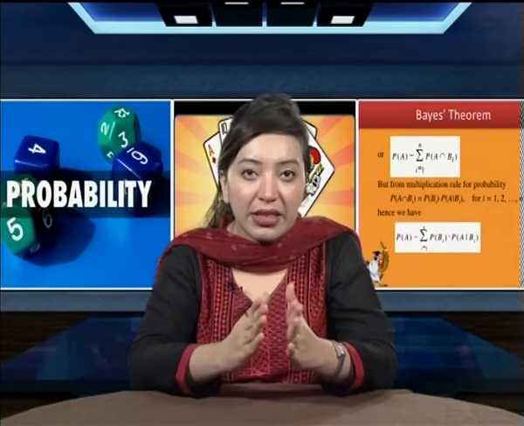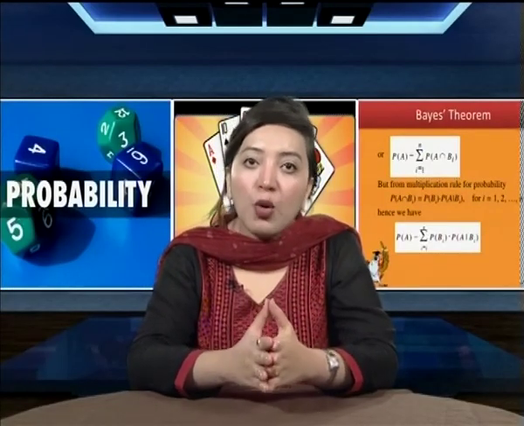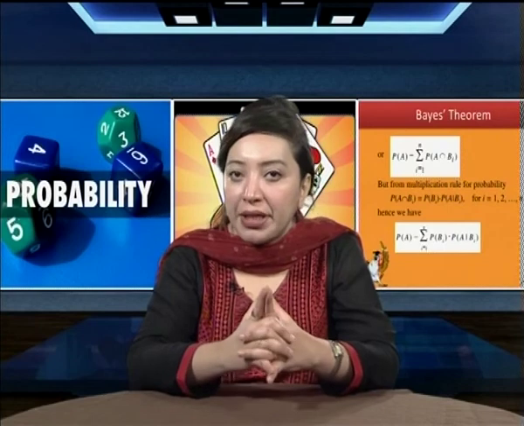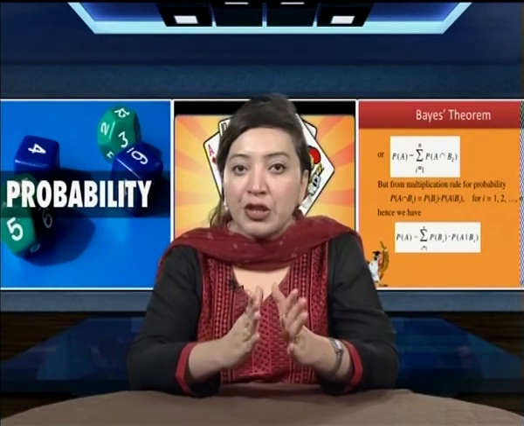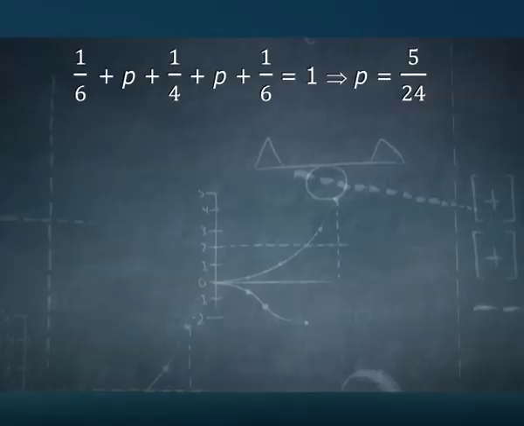Let us see the first part. Since the sum of all the probabilities in a probability distribution is 1, we have 1 by 6 plus p plus 1 by 4 plus p plus 1 by 6 equals 1. The whole thing we are equating to 1. So, finally, we will get the probability p equals 5 by 24.